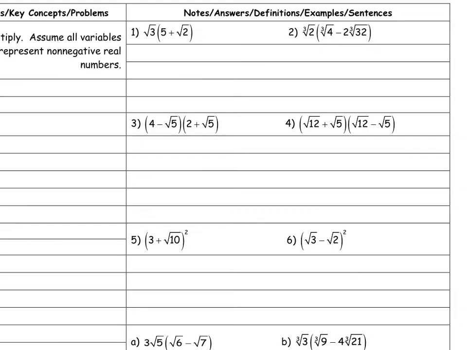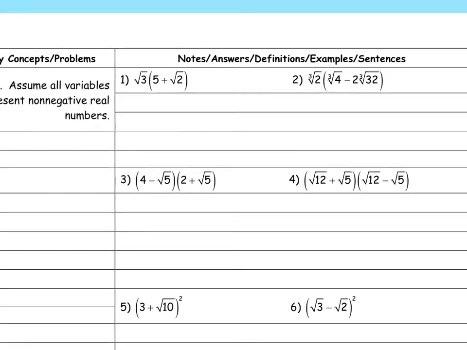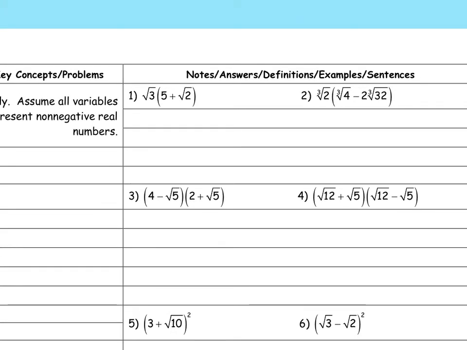Okay. So if we go on to the next one, now we're going to start multiplying square roots with foiling or the box method, or however you want to multiply it. So we're going to go ahead and distribute this. So I get 5 square root of 3 plus the square root of 6. And there's nothing to simplify, so I'm just done with that one. That one was simple.